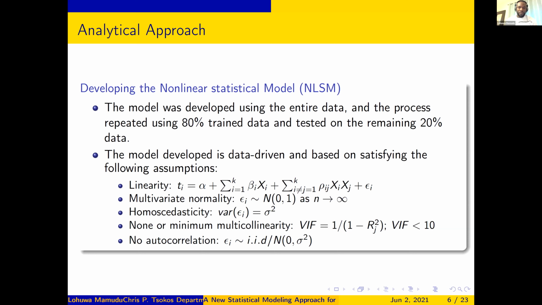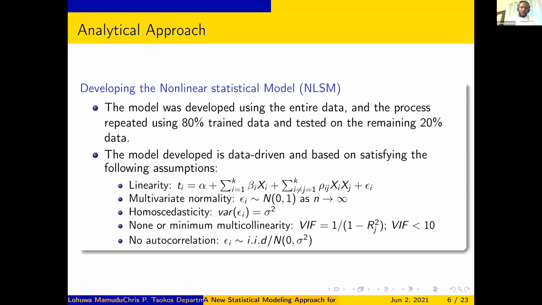The linearity, which means that survival time has to be a linear function of covariates or independent variables, including their interaction. Now, the residuals of the model must follow multivariate normality. Then we also have homoscedasticity, the fact that the residuals must assume constant variance. Then there should be none or minimum multicollinearity. We know multicollinearity can lead to overfitting of the model and can affect the accurate prediction of any given model, so this is an assumption which has to be taken care of. Then there should be no autocorrelation, which means that the residuals must be independent and identically distributed. So these are assumptions that were satisfied along the line of building this model.